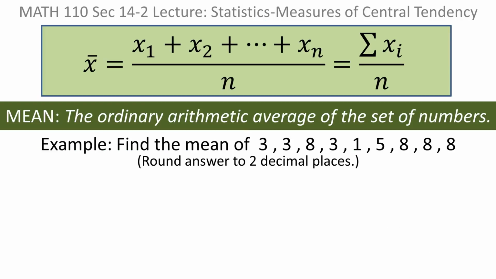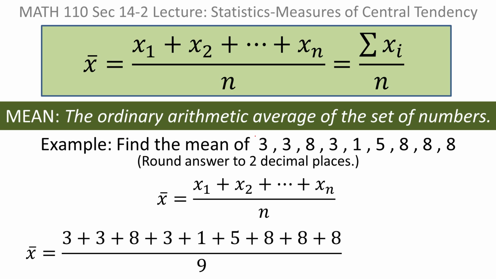Now let's go back to actually calculating a mean. Suppose I gave you this data set, 3, 3, 8, 3, 1, 5, 8, 8, 8, and asked you to find the mean and round the answer to 2 decimal places. All you need to do is add them up and divide by how many there are. Well, you can see there are 9 of them: 1, 2, 3, 4, 5, 6, 7, 8, 9. So you add up each of the numbers and then divide by 9 because there are 9 of them. And that gives you 47 over 9, which to 2 decimal places is 5.22.